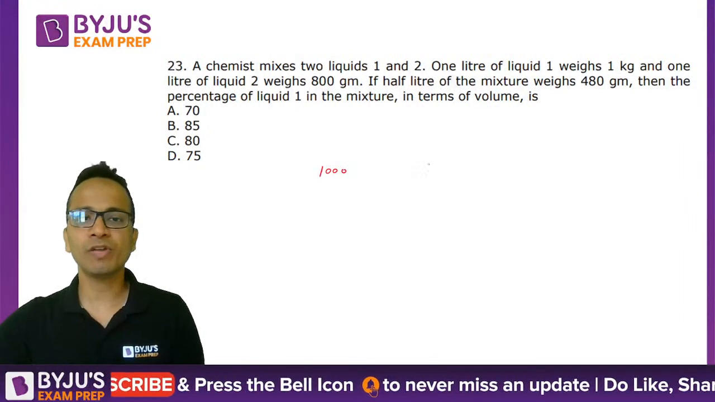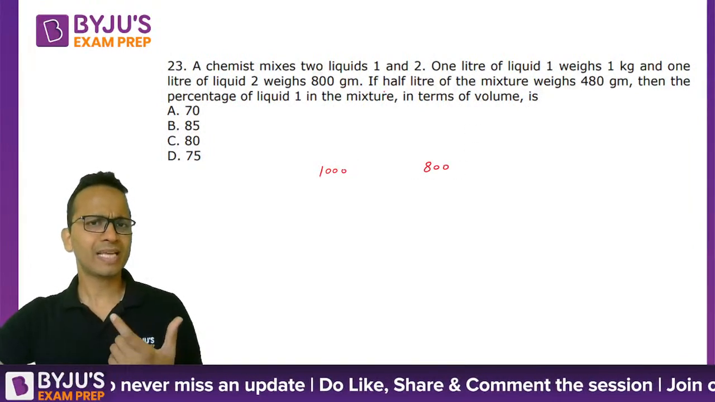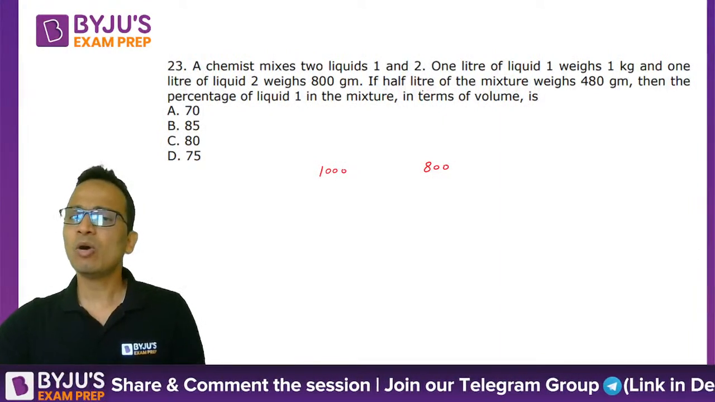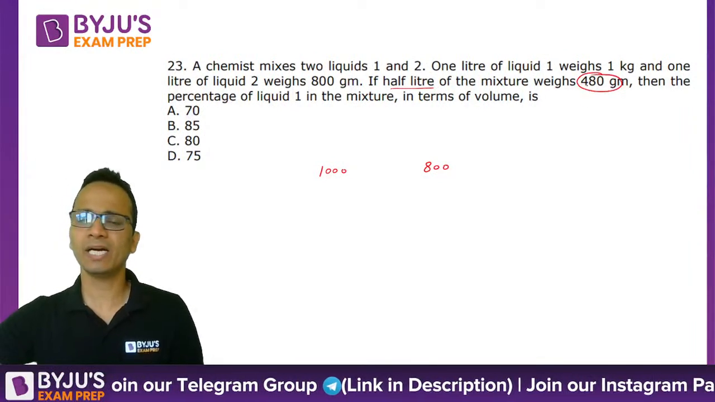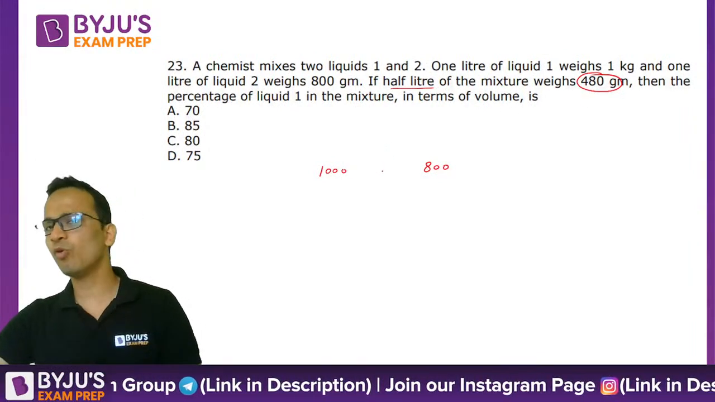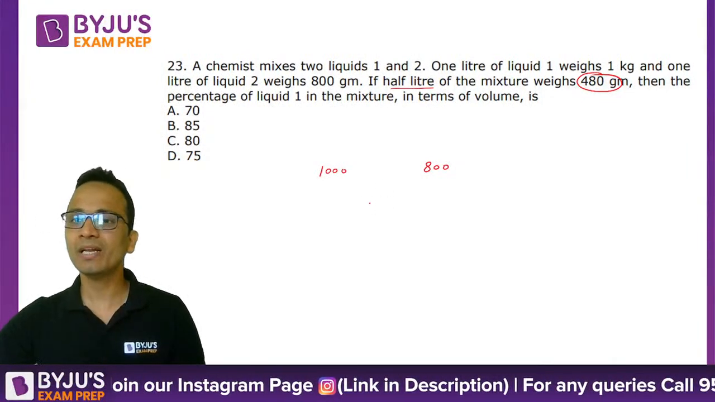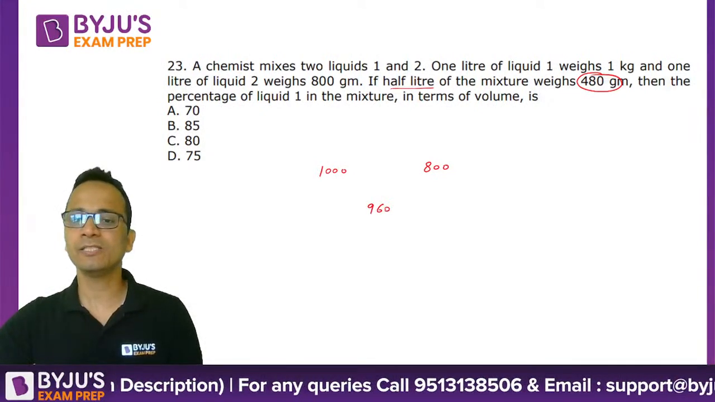and 1 liter of liquid 2 weighs 800 grams. Now the chemist mixes these solutions. Okay, now after mixing, half liter of mixture weighs 480 grams. So if the weight of half a liter is 480 grams, then what will be the weight of 1 liter? 480 multiplied by 2, that is 960.